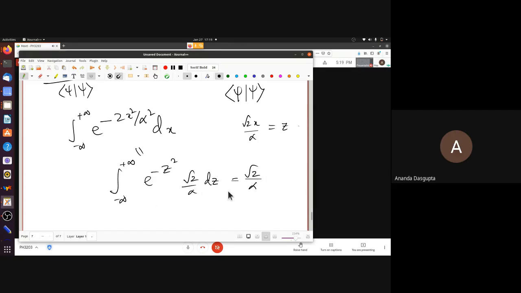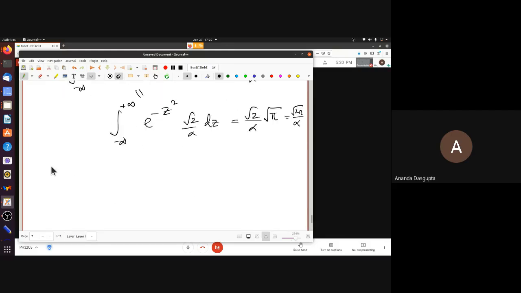What is the answer to this integral? This is one integral which you have to know, by the way, by heart. The answer is root pi. This is one of the most standard non-trivial integrals that you have to do. So root over 2 pi by alpha. That's what the denominator is. Okay. Now for psi T psi, or let's start with psi V psi first.